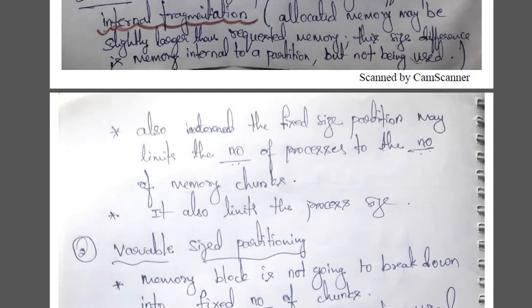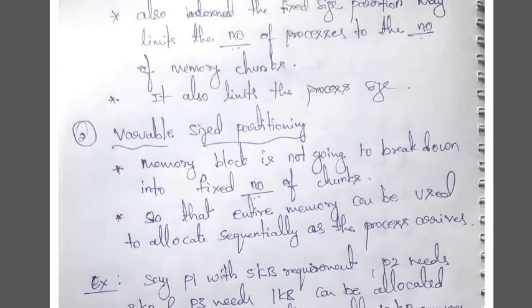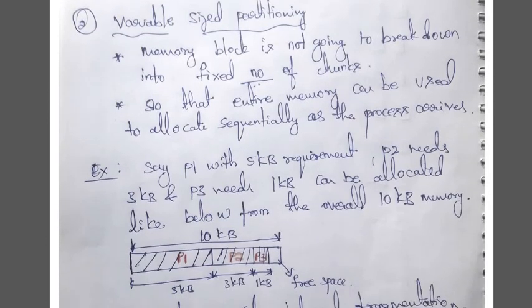It also limits the process size, because in the first chunk I can go for either 1, 2, 3, 4, 5 kilobyte processes, that's it. I could not accommodate a 6 kilobyte request within the first chunk and so on. So these are a few disadvantages of allocating memory addresses contiguously under the fixed-size partition fashion. That's why we have the second one, the variable-sized partitioning.